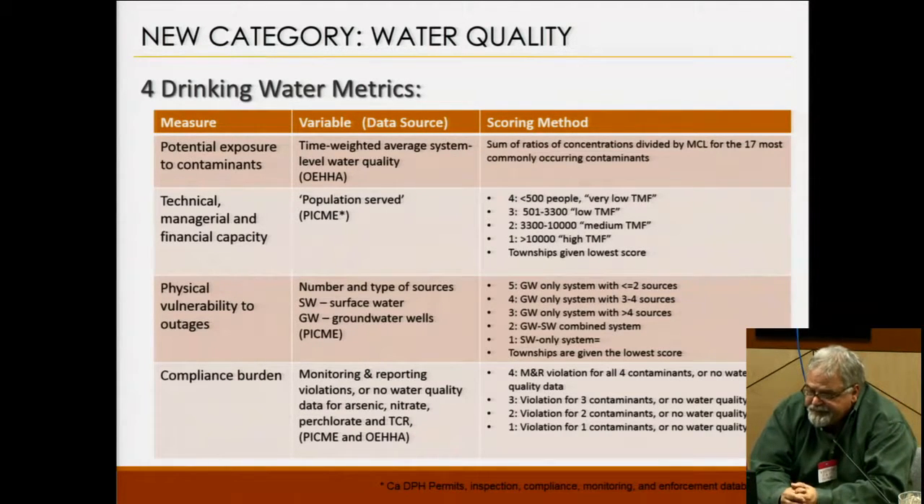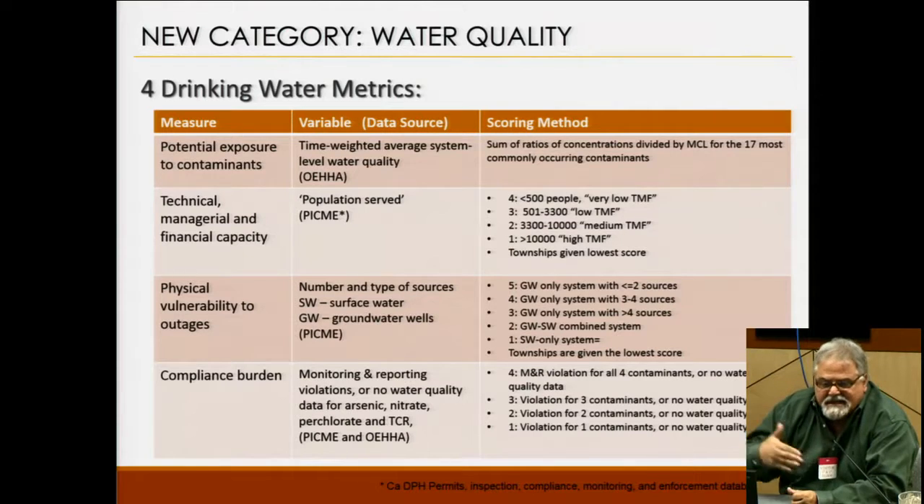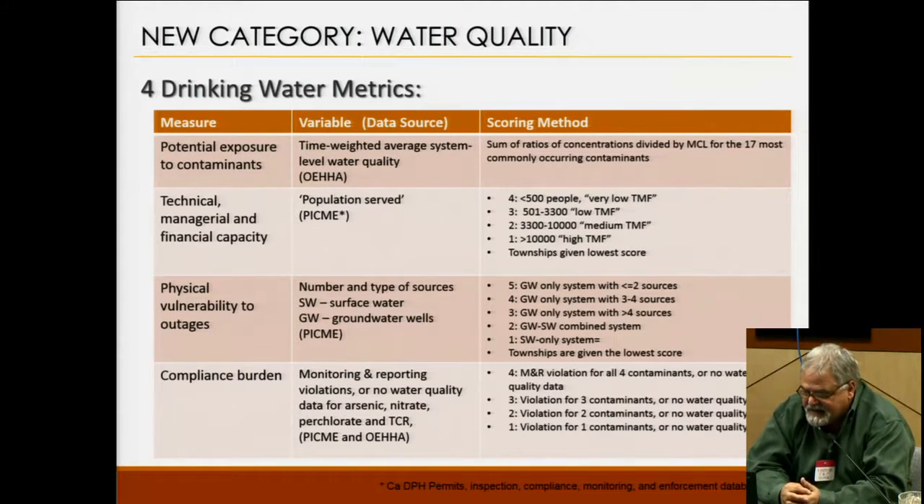So the water quality metric actually is defined using 4 different drinking water metrics. The first is the concentration of various contaminants. There are 17 that are typically monitored and measured in drinking water sampling. And for this, we're using the 17 most commonly occurring contaminants because, looking at water quality testing statewide, about 80% of water systems statewide have testing for these 17 contaminants.